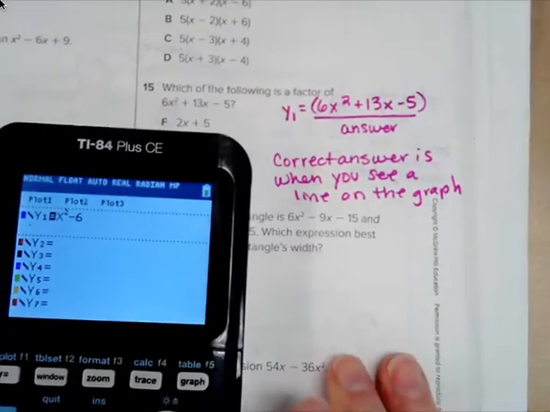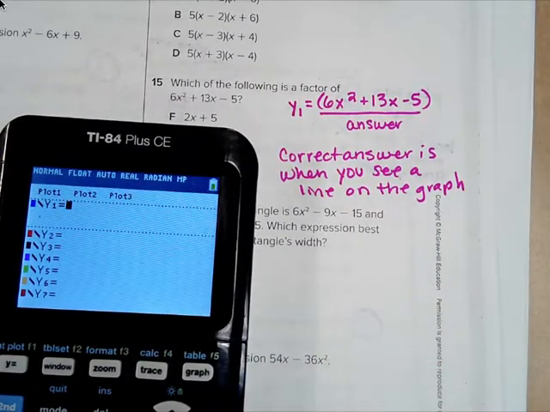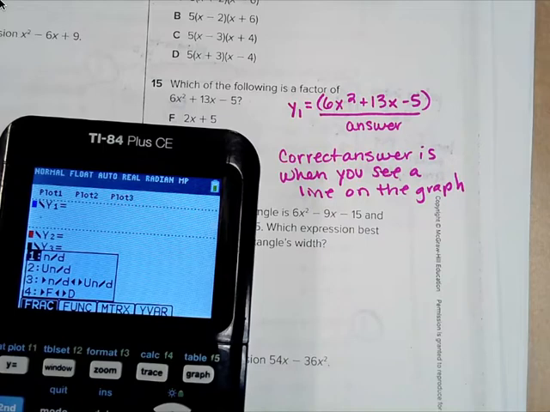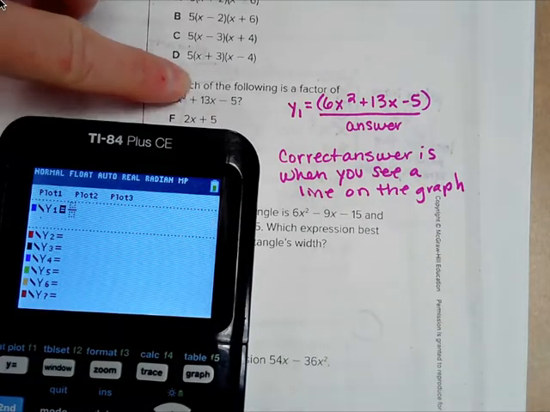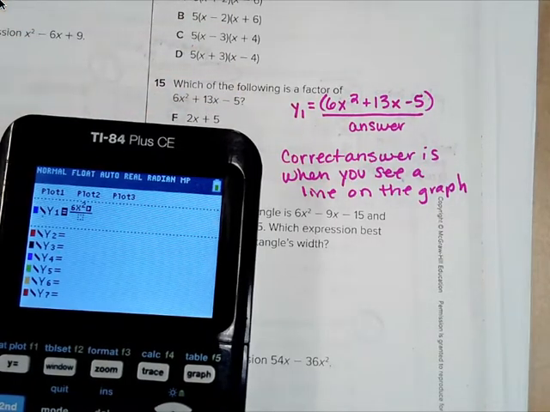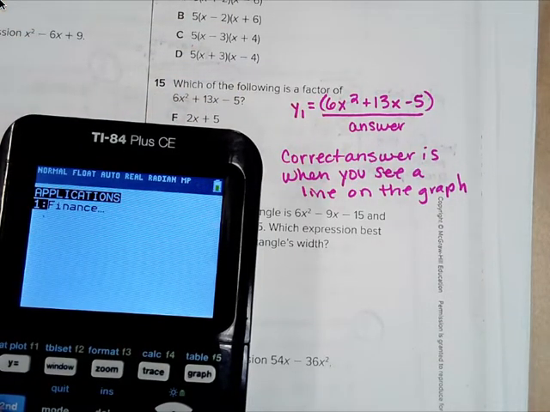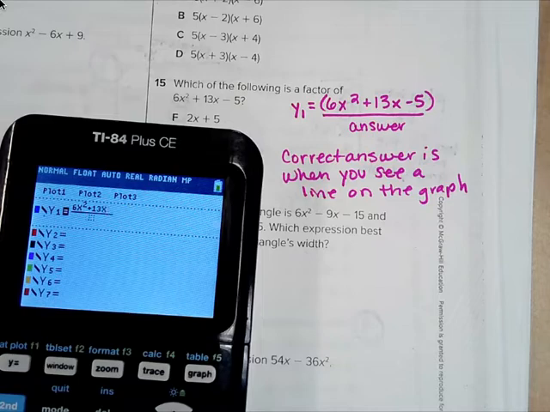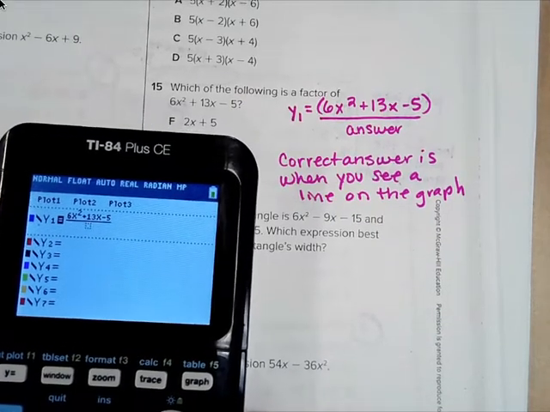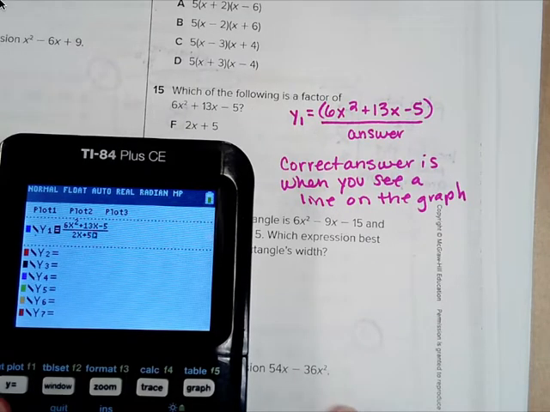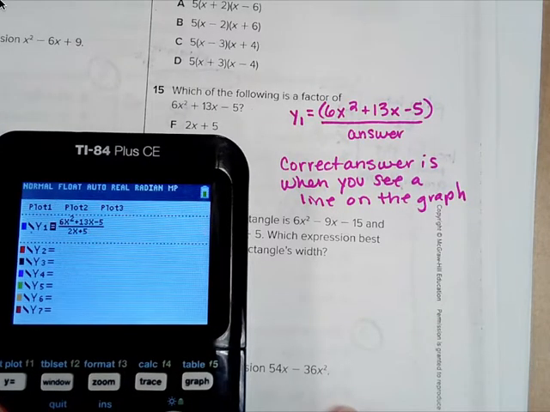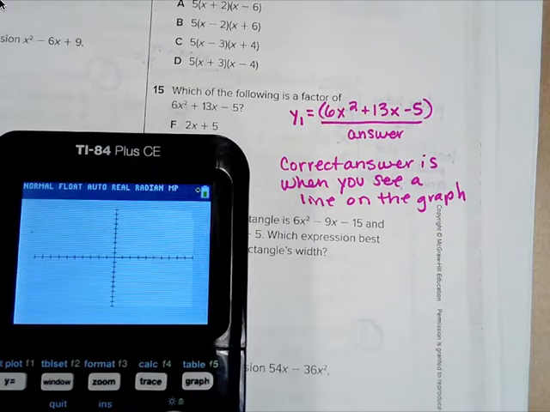So let's do it together. Clear out what's in y1. Y'all do this with me. And do alpha y equals for the fraction. And then put what they've given us, which is 6x squared plus 13x minus 5, and put it over an answer. So let's do 2x plus 5, and hit graph and see what you get.